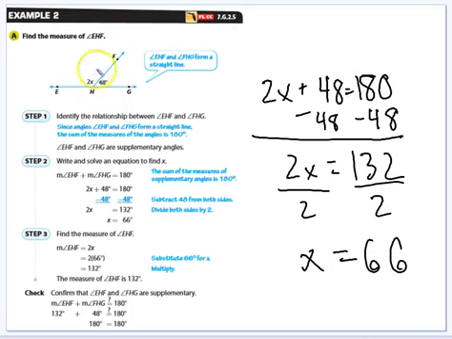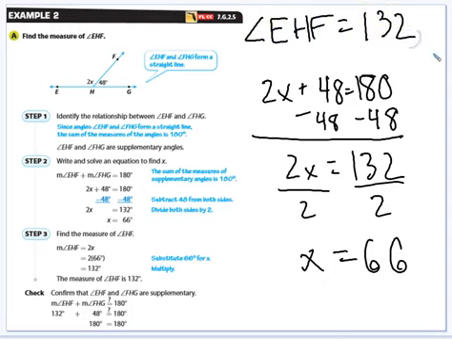So they're asking for EHF. They're not asking for x. So we would do 2 times x, and we would say angle EHF equals 132 degrees. Don't worry about putting degrees on the quiz answers. Just put the number, okay?